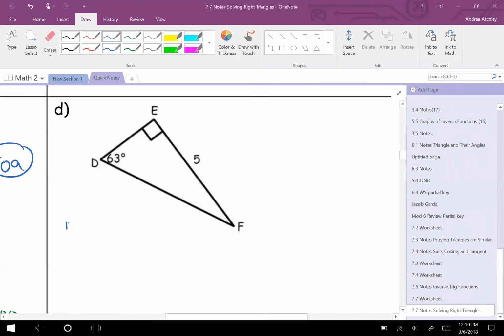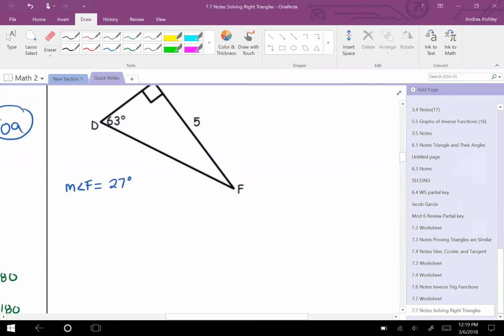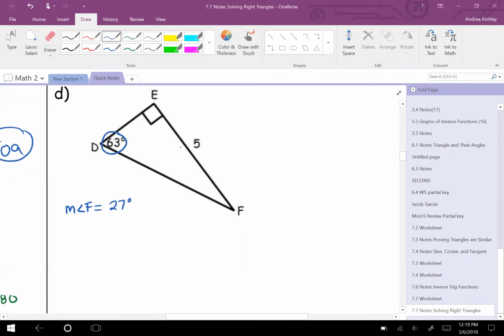The measure of angle F was 27 degrees by using the triangle sum theorem. Then you're going to use 63. This is the opposite side. This is the adjacent side. This is the hypotenuse. Some of you guys are still having issues identifying opposite, adjacent, hypotenuse. Okay? So come get help. Put your thumb on the line. Figure it out. If you're still struggling, please come get help from me.